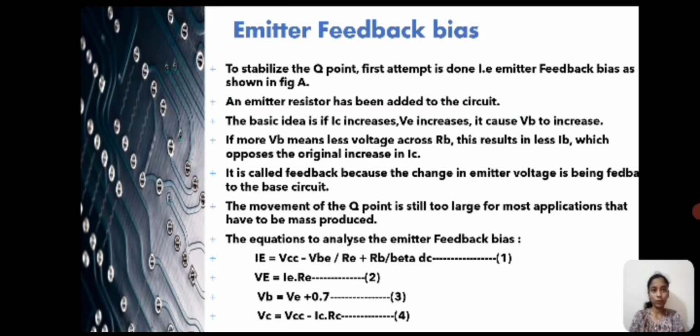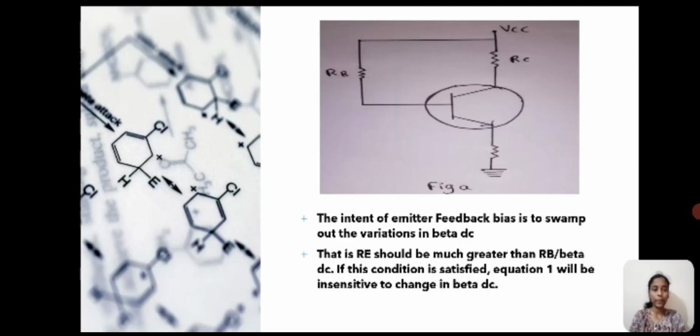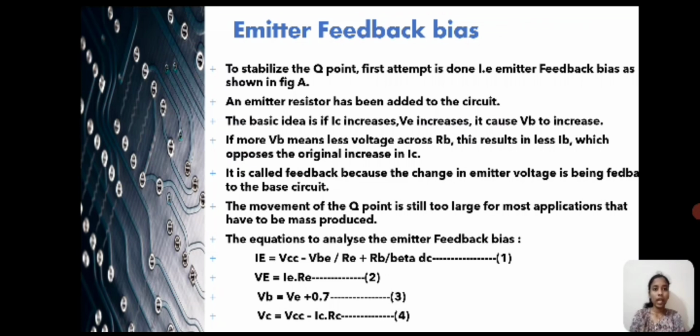So let us see about the emitter feedback bias. To stabilize the Q point, the first attempt is emitter feedback bias, as shown in figure A. This is the figure of emitter feedback bias. An emitter resistor has been added to the circuit.